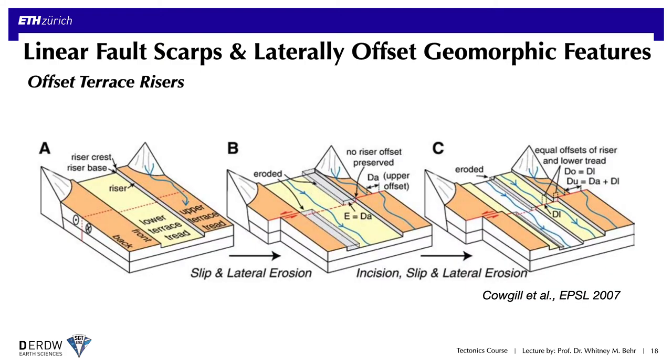Terrace risers are also somewhat common offset features. These are the margins of offset channels, but then also the floodplain around them that forms a nice planar surface, and those can get offset over time and eventually used to restore slip.